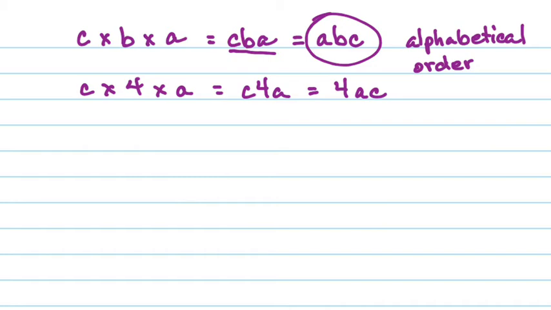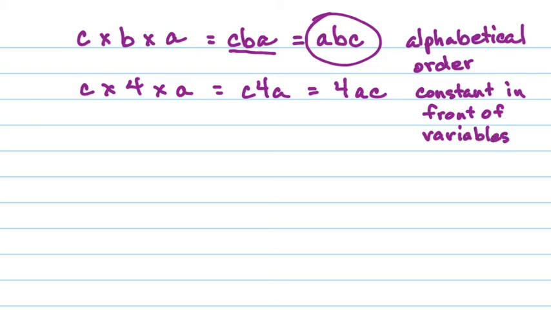So tradition puts the constant, and get used to that word, constant always means a number, in front of the variables. You're going to see more about why that's true next class time we meet. We're going to talk about that quite a lot. So if you have more than one letter, alphabetical order. If you have letters and numbers, number in front, and then alphabetical order. All right, so that's a lot of stuff about multiplication, and it's simply because multiplication is the operation that changes the most.